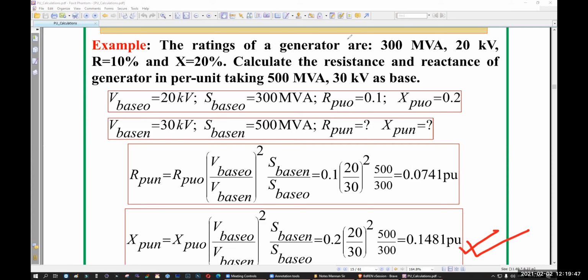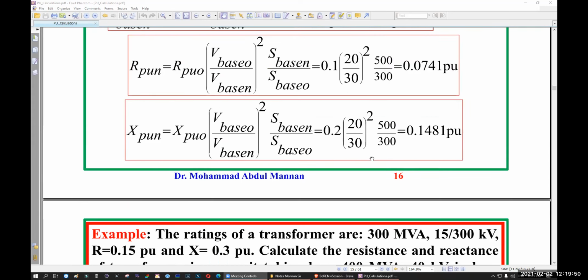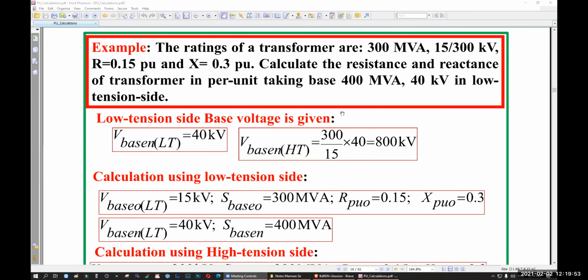Okay, got my point, everyone? Yes, sir. Now the same next one. The rating of a transformer, now the transformer is 300 MVA, 15 by 300 kV, R is equal to 0.15 per unit, X is equal to 0.3 per unit. Calculate the resistance and the reactance of transformer in per unit, taking 400 MVA, 40 kV in the low tension side. That means your transformer ratings are 300 MVA, 15 by 300 kV, but you are using 40 kV in your generator. Got my point? Ratings is this one, but the actual, that means the base is this one.